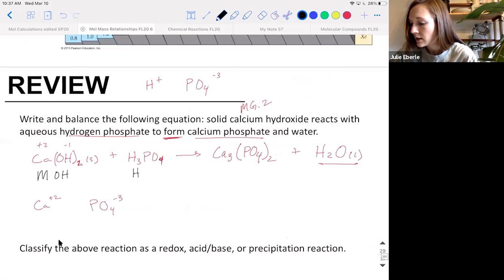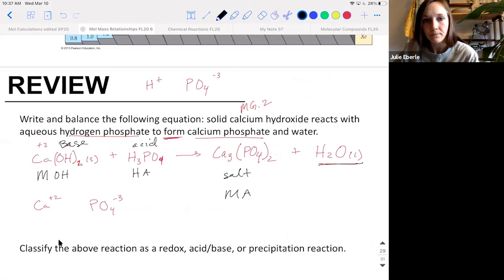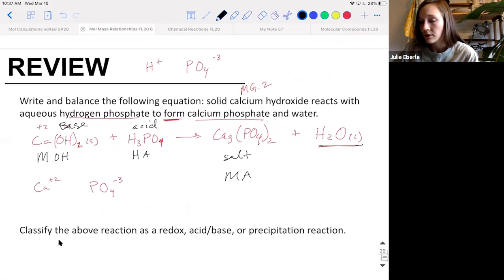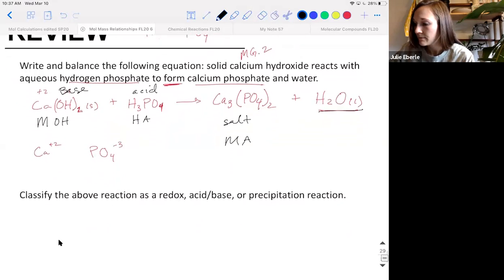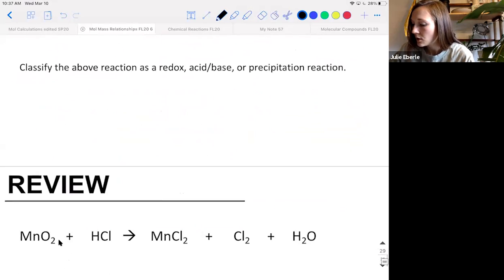You've got the hydrogen and the anion part from the acid. So this is your acid, this is your base, and you're forming water, and then this is your salt. It's the metal and the anion part from the acid, which is the phosphate. So this is definitely an acid-base reaction. Questions on that? Okay, so moving on.